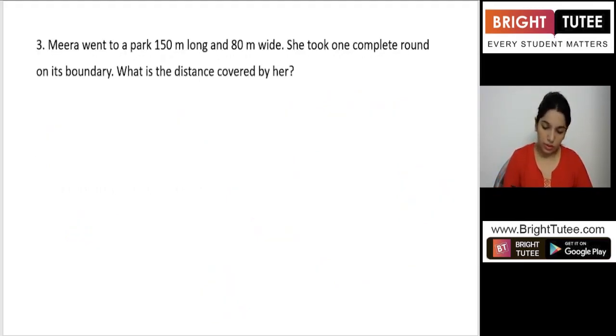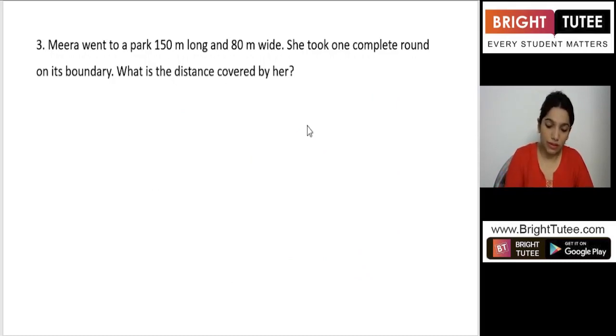Moving ahead to the next question. It says Meera went to a park 150 meters long and 80 meters wide. She took one complete round on its boundary. What is the distance covered by her? So let us first draw this particular diagram.